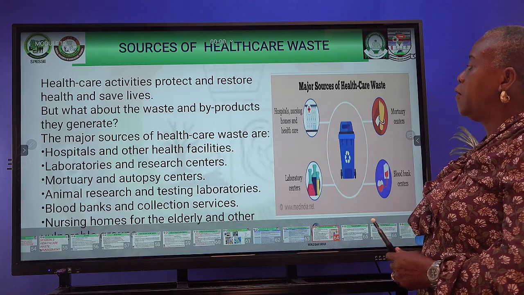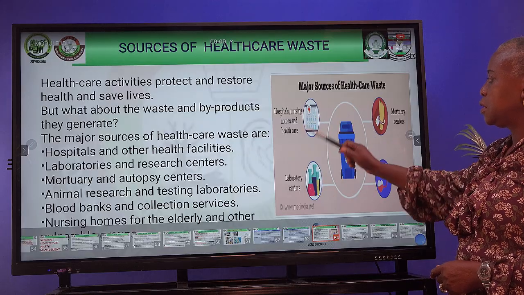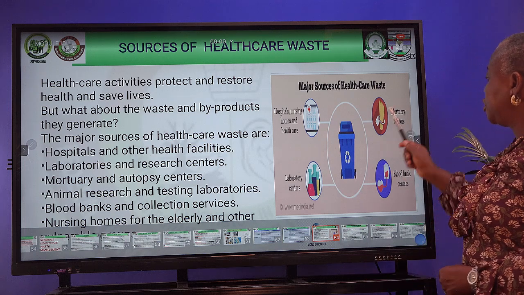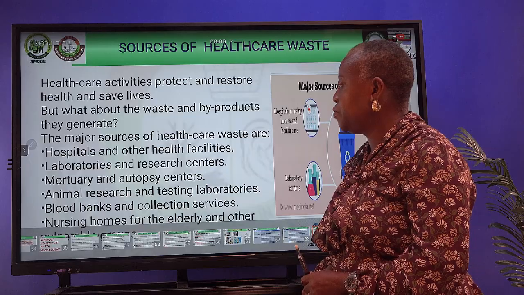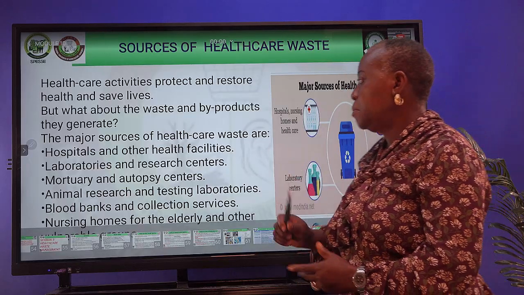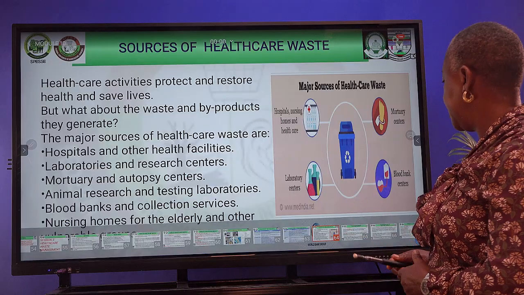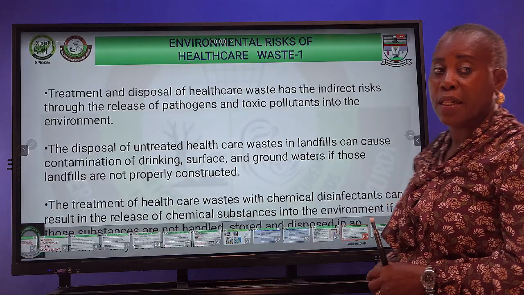What are the sources of healthcare waste? We have homes, hospitals, nursing homes, and healthcare facilities. We have the laboratory centers. We have the mortuaries. We have the blood banks. We have the research laboratories, and many other places where health care is provided. So what are the environmental risks associated with healthcare waste?